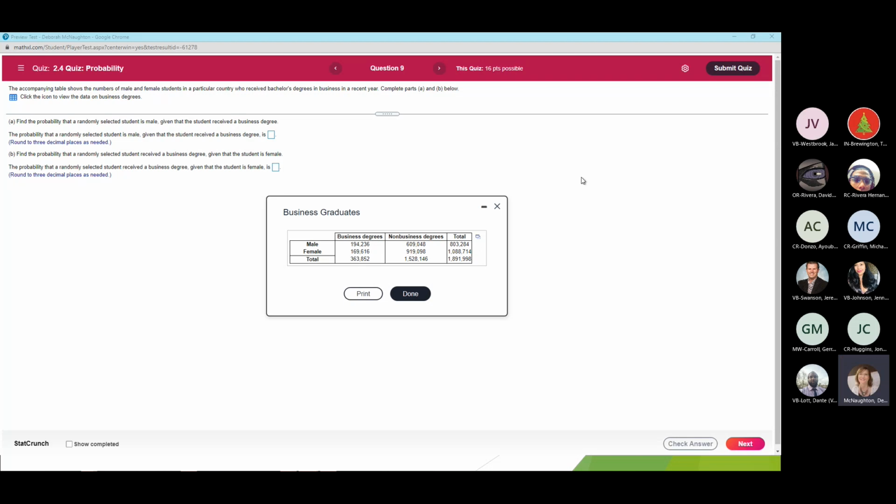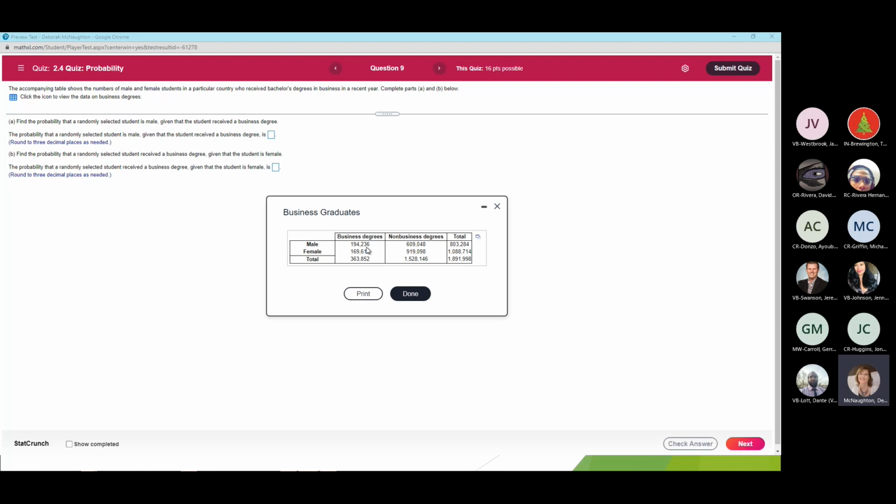So the way that we find that, inside of this table, the total number here is 1,891,998. So the way you read this table, inside the table, this first number here, this is the people who are both male and have business degrees. So this is the probability that you're male and have a business degree. So to get the probability, we take this number and divide by the total.